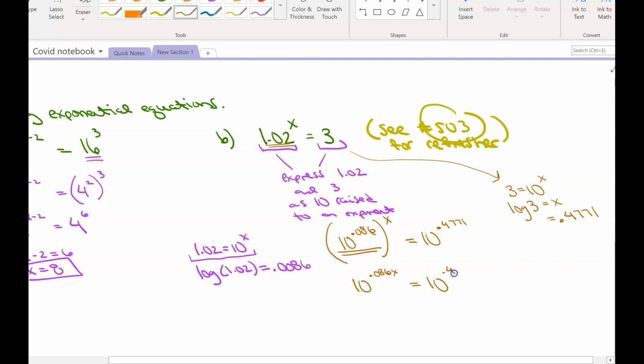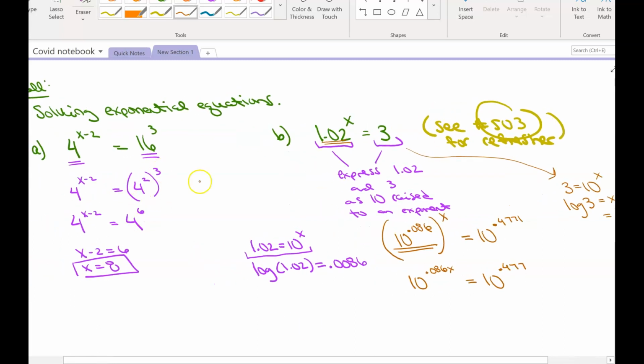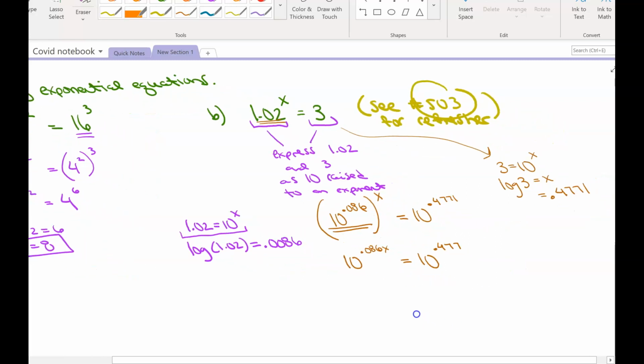So we went from JV and then went to varsity. The varsity version of this is, right, without a calculator, okay, there is no common base. We kind of created the common base of 10. In part A, we see a common base of 4. Okay, part B, we had to create the common base of 10.